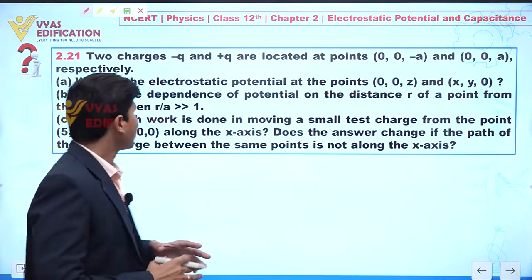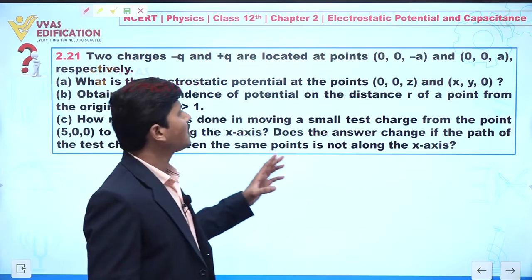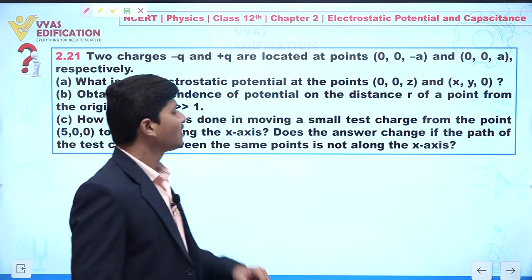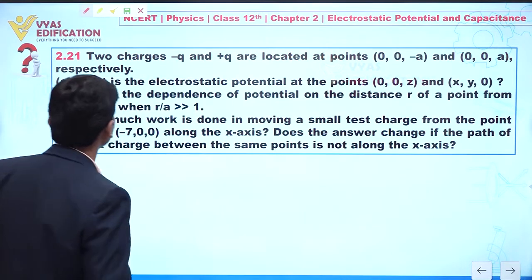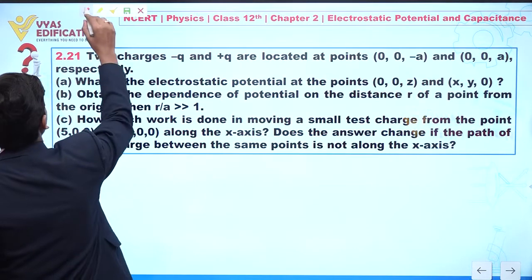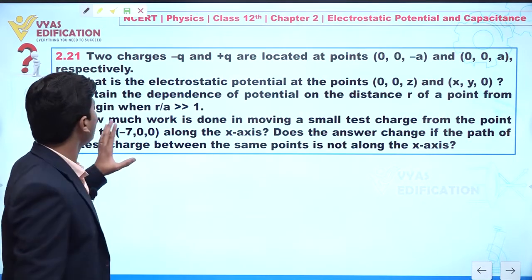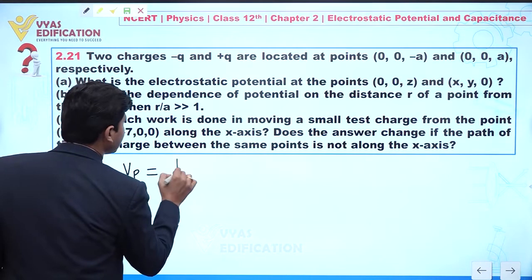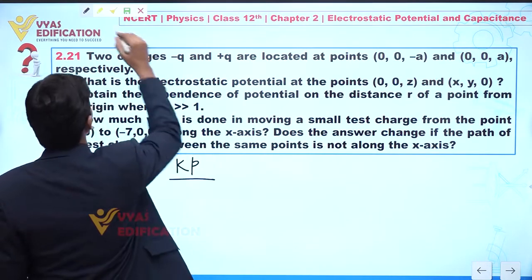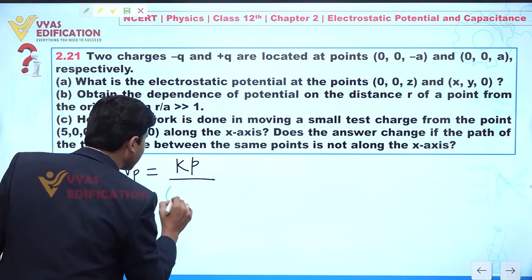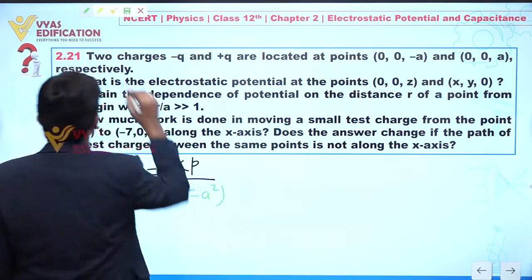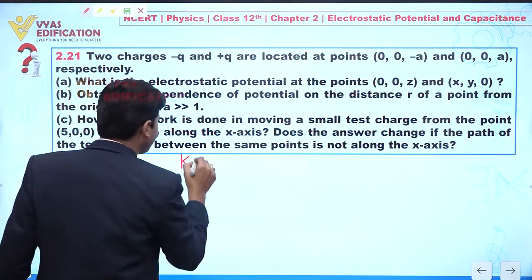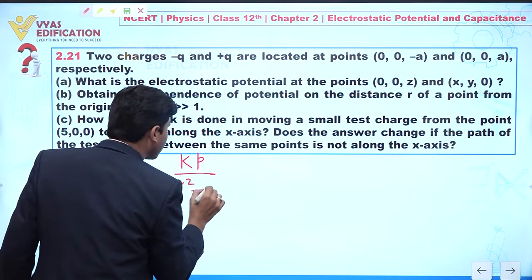Now we are going to discuss part B: obtain the dependence of potential on the distance r of a point from the origin when r by a is very much greater than 1. Clear? So now, we know the value of potential. We can write Vp is given by Kp upon r square minus a square. Clear?